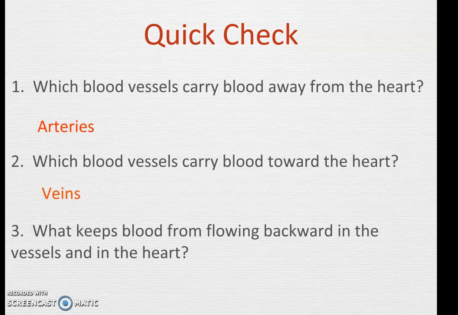All right. Number 3, what keeps blood from flowing backwards into the vessels and in the heart? What were those things that start with a V as well? We have them in veins and we have them in our heart. What do you think, Sean? That's right. It is valves.